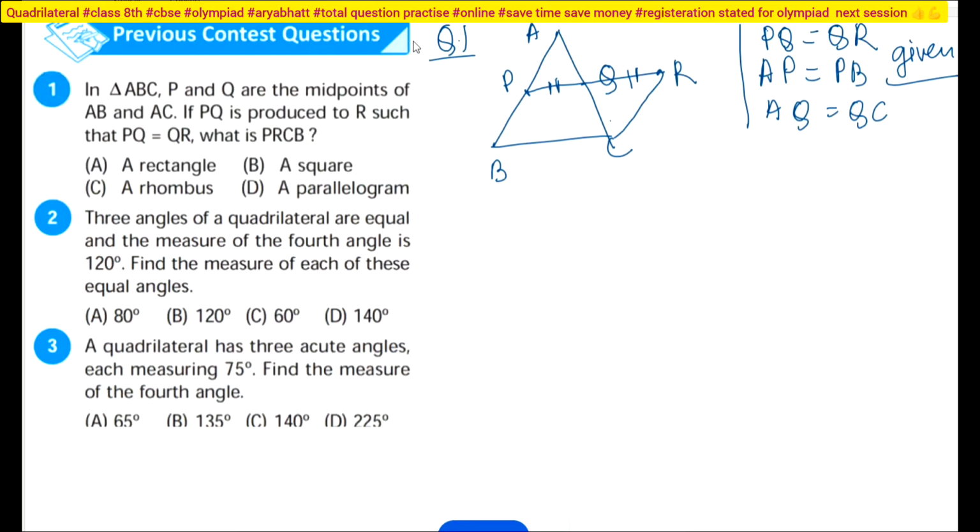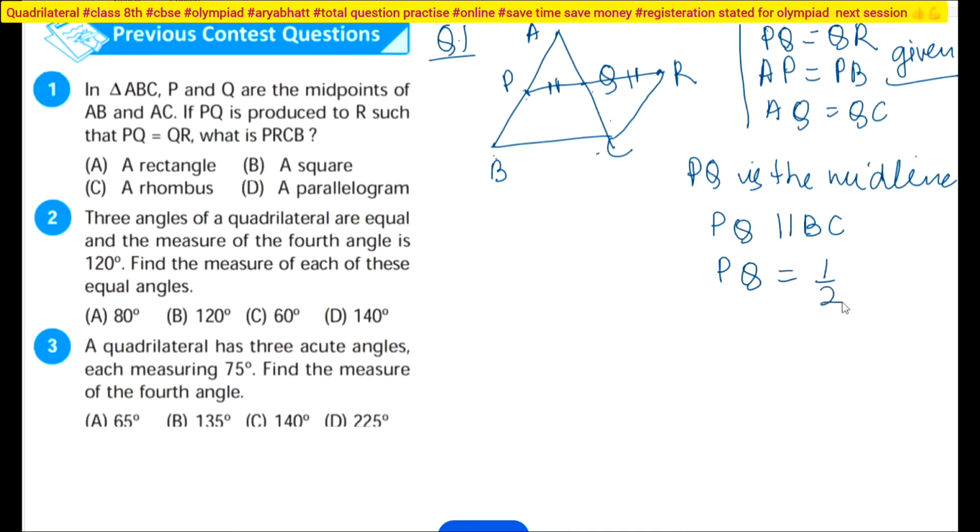How can you find out? See, all these things are given. These are the parallels. Now see, I will say that PQ is parallel to BC. How can I say that? Because P is the midpoint of AB side and Q is the midpoint of AC side. So these are the midpoints and PQ is the midline. Okay, so I will say that PQ is parallel to BC. And moreover, PQ is half of BC. It is a theorem also.